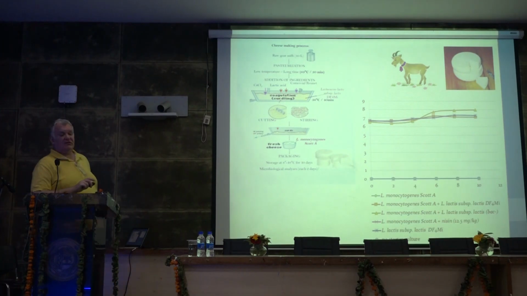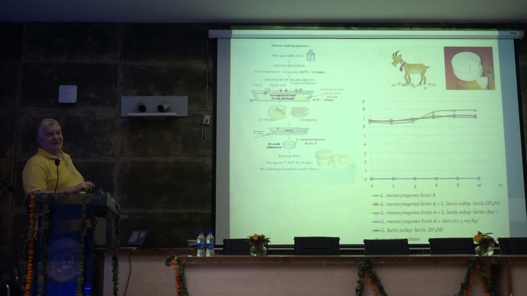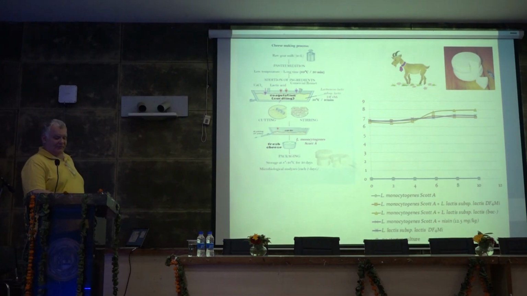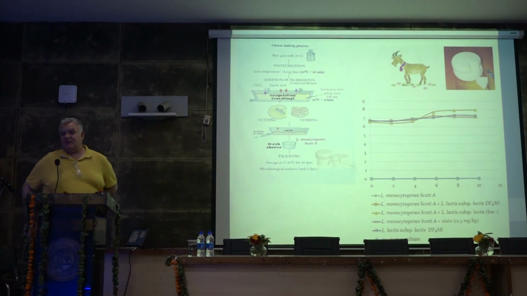Because very often this cheese is associated with the presence of Listeria, and if Listeria is present, you cannot sell the cheese. So obviously it needs to be Listeria free. But dairy products are very easily contaminated. Another problem with Listeria is that it grows at 4 degrees Celsius.